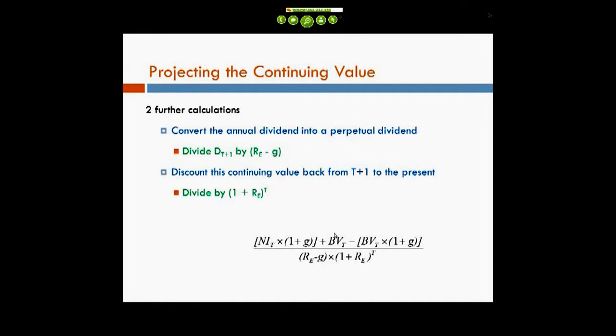But now we have it as of year 6, so you need to discount it back by the same way we always discount: 1 plus the required rate of return to the power, in this case, the 5th power. So all in all, this is what it looks like, this continuing factor. It looks harder than it really is. It really does.